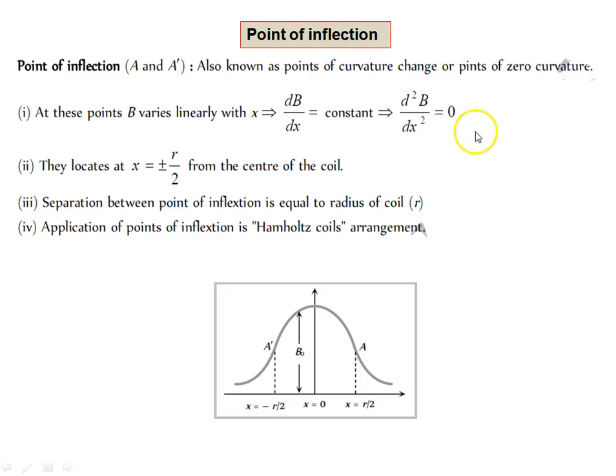So all of you just read this slide. At x equal to plus minus r by 2, these are the points known as points of inflection. And the application of this is the reason I explained this, because one word you will read is Helmholtz coil. In the Helmholtz coil, there are two circular coils, each of radius r, and there may be a number of turns n, such that the center to center distance is r and current should flow in the same direction. This constitutes the Helmholtz coil.